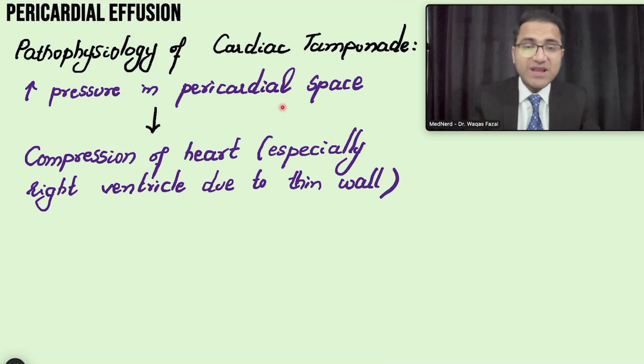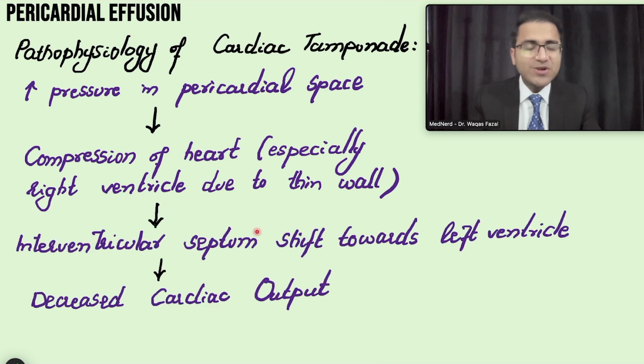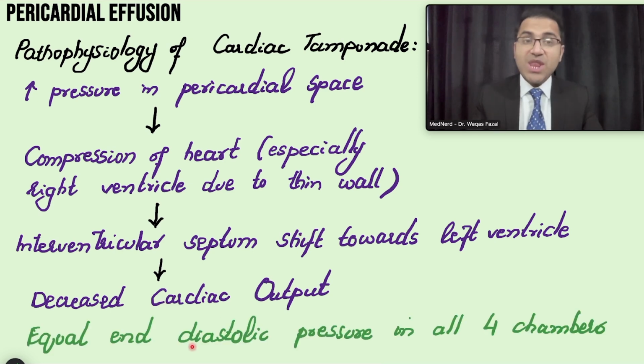Increased pressure in the pericardial space causes compression of the heart, especially the right ventricle due to its thin wall. The interventricular septum also gets pushed towards the left ventricle, therefore there is decreased cardiac output. Now, a very important point is that there will be equalization of end diastolic pressure in all four chambers of the heart. This is a very high yield point.